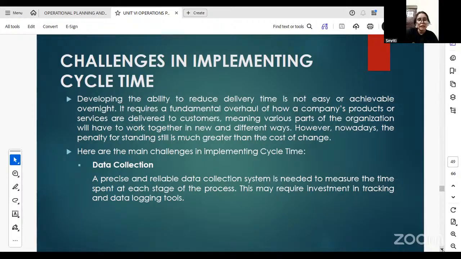Here are the main challenges in implementing cycle time. Data collection. A precise and reliable data collection system is needed to measure the time spent at each stage of the process. This may require investment in tracking and data logging tools.